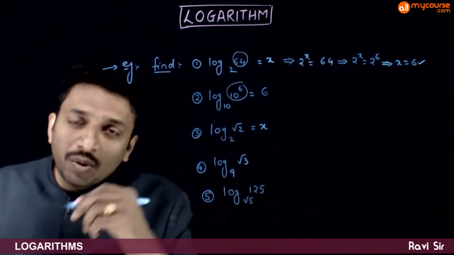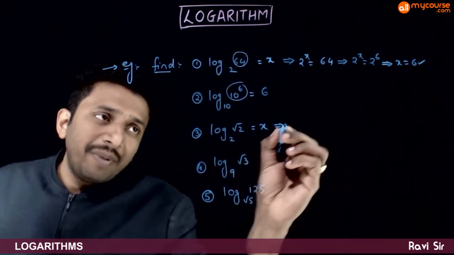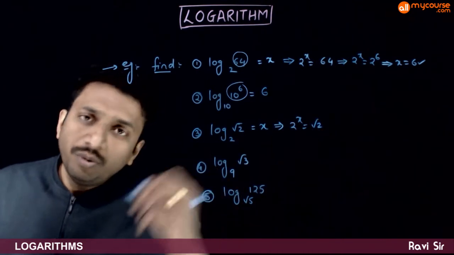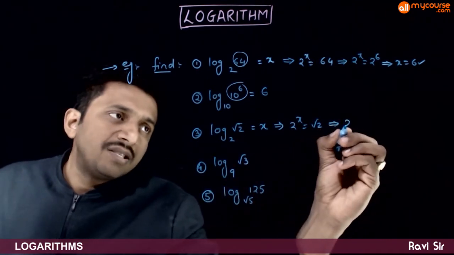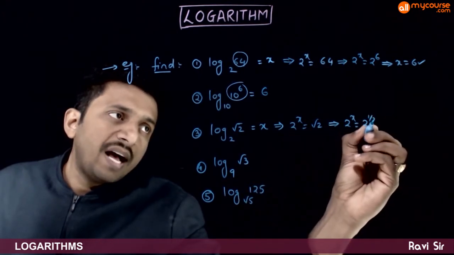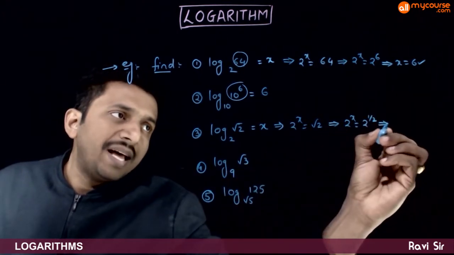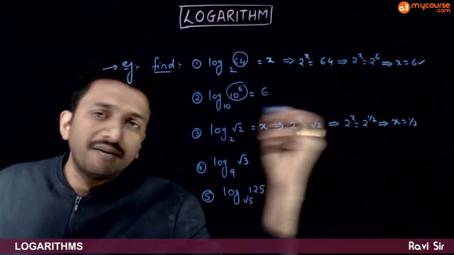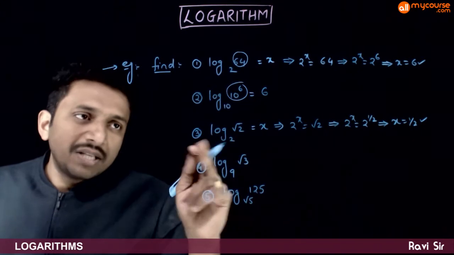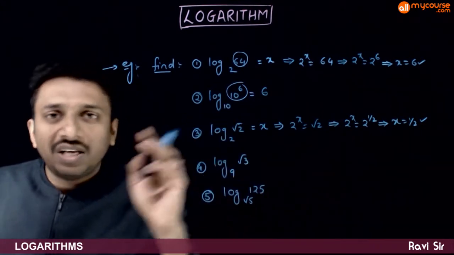Let it be equal to x. This implies the exponential form is 2 power x equal to root 2. And this implies 2 power x is equal to 2 power half, because root 2 is nothing but 2 power half. This implies x is equal to half. That means log root 2 to the base 2 is equal to half.